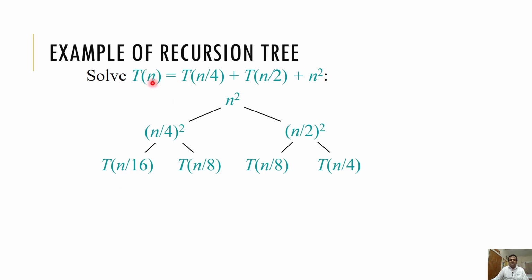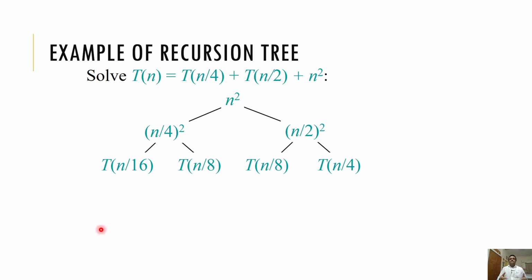We just put n/4 instead of n, so it will be n/16, this will be n/8, and this is the (n/4) square. So this is the cost for combining. Similarly here it was n/2, it will divide by putting n equal to n/2, it will be T(n/8), and this is T(n/4), and this is (n/2) square, T(n/2).